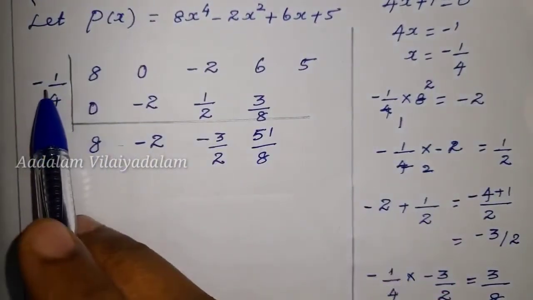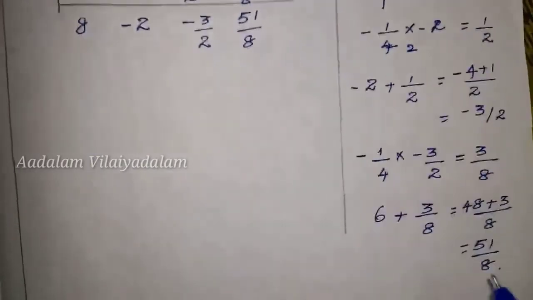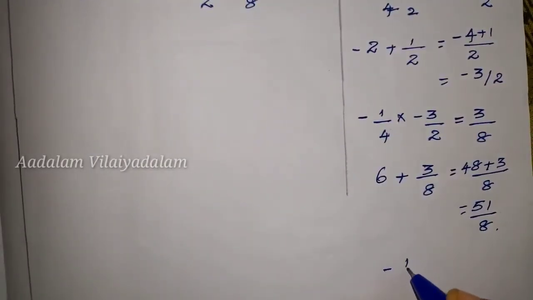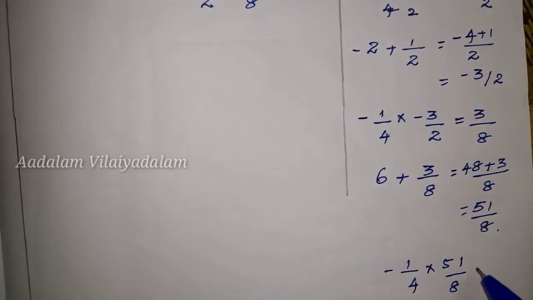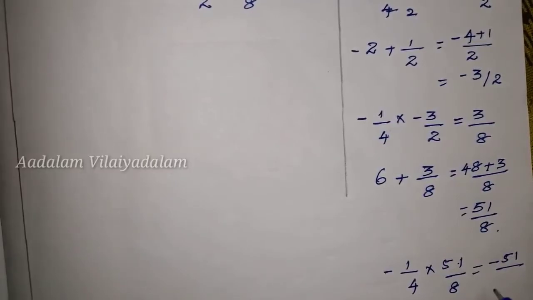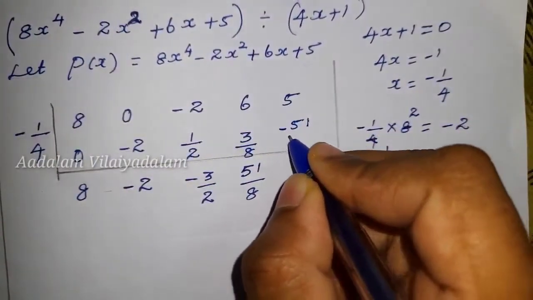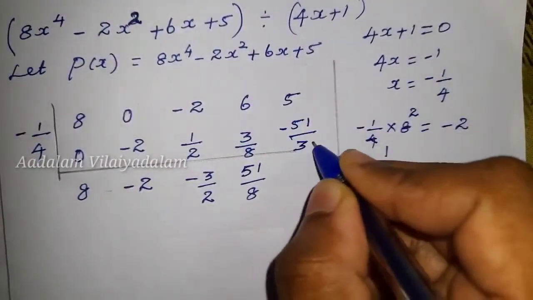The last step, so minus 1 by 4 into 51 by 8. So here plus into minus minus, 51 into 1, 51. So 4 8s are 32. So the answer is minus 51 divided by 32.